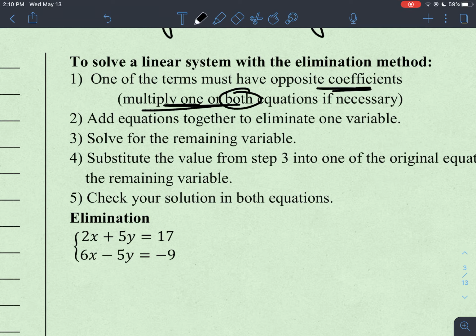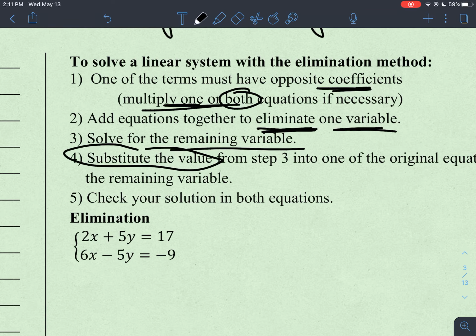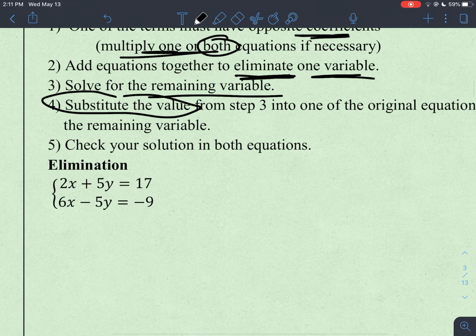Now, what we're going to end up doing then is adding the equations together. Once we get to that point, we'll add down vertically, and we'll show you in just a second. What that's going to do is eliminate one of the variables. Once we have that, we can solve for the variable. Then we're going to go back and plug it in, and then we're going to check the solution.